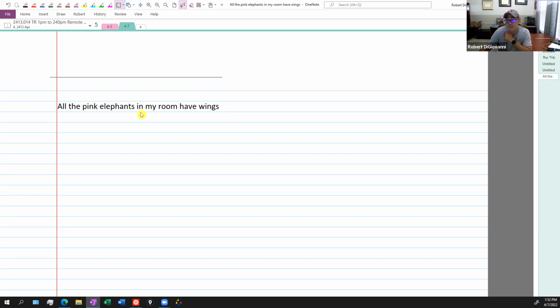So you've got to find a pink elephant in this room that doesn't have wings, which you're not going to be able to do. This is a true statement, and it is called vacuously true, meaning that it's basically impossible to show it's false. And there's a lot of things in our mathematical systems that work this way.